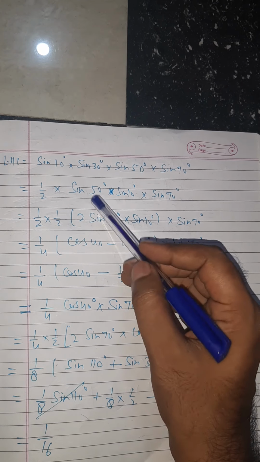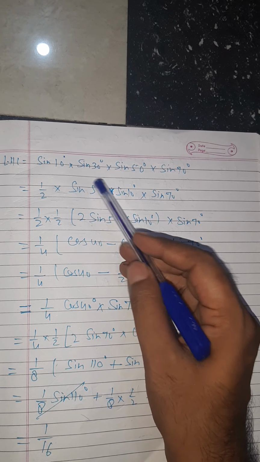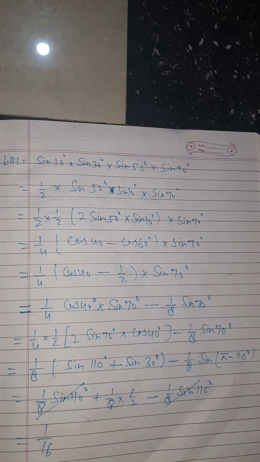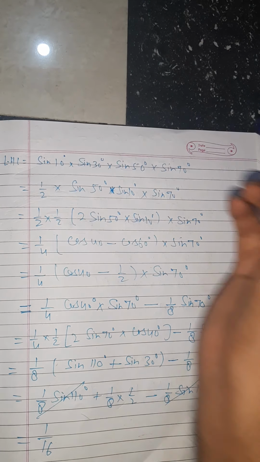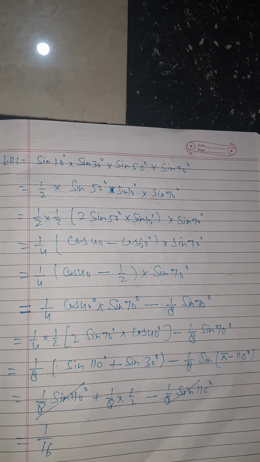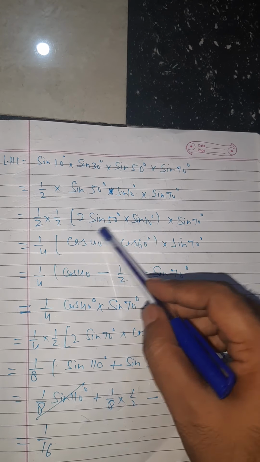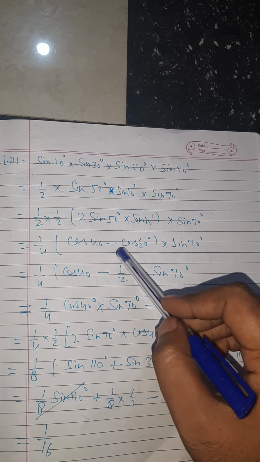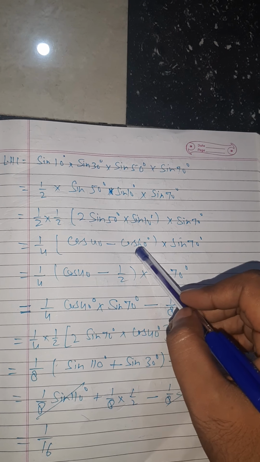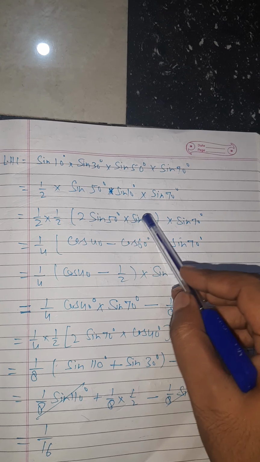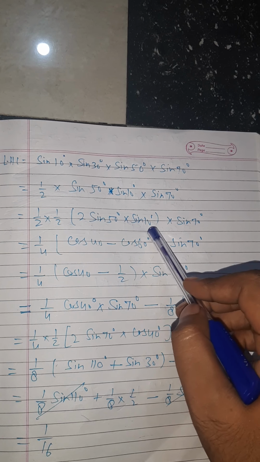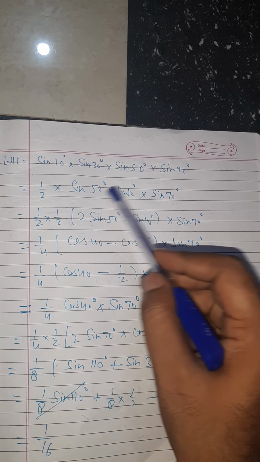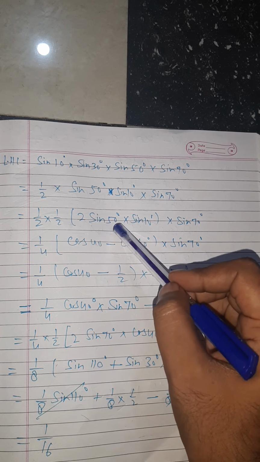make a pair of 50 degree and 10 degree, and I have written 50 degree first because there is a formula of 2 sin A sin B. There is a formula I have already given: 2 sin A sin B is cos of A minus B minus cos of A plus B. So cos of A minus B means first angle minus second angle. That's why I'm taking the large angle first, because A minus B here should be a positive angle.